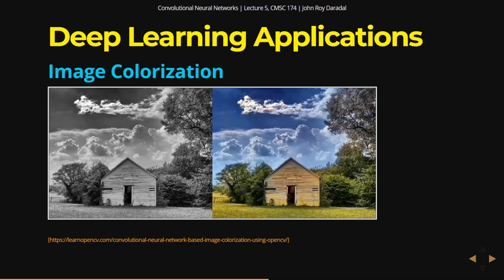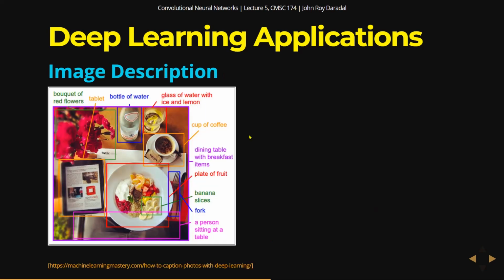You can also do image colorization using deep learning. So you're given a grayscale image and then you can automatically color it using deep learning. Okay, and then you have image description. So you're given an image and then a deep neural network can describe what is there in the image. It will describe it using a bunch of tags, like this part here is a bouquet of red flowers, this is a tablet, it's a bottle of water, this is a cup of coffee, and so on. So it's an automatic description of the image.